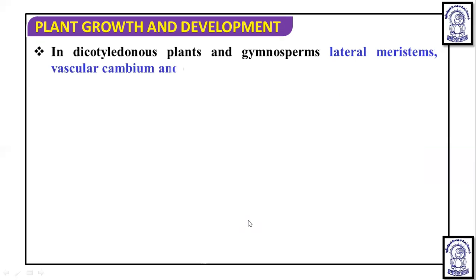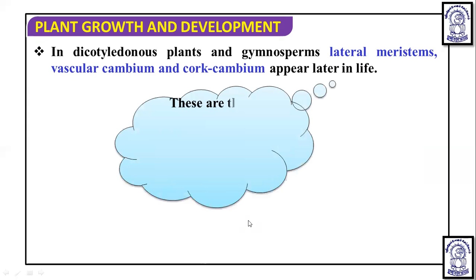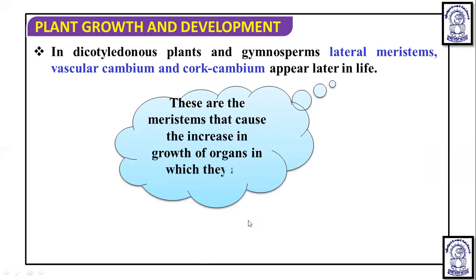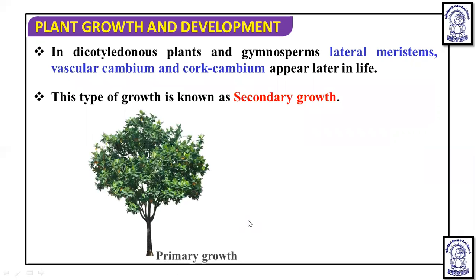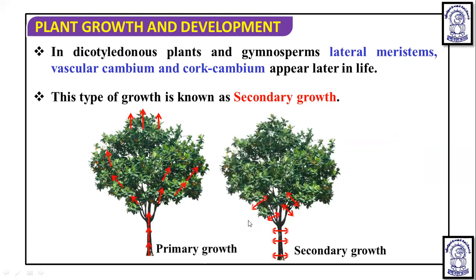Apart from this, in dicot plants and gymnosperms, lateral meristem, vascular cambium, and cork cambium appear later in life. And these are particularly the secondary meristem. These are the meristems that cause the increase in the growth of the organ in which they are active, and obviously they are helping in secondary growth. So this type of growth is known as secondary growth. So obviously apical meristems are helping in lengthwise growth. So there is the primary meristem, and these secondary meristems, like lateral meristem, vascular cambium, and cork cambium, help later in life in girthwise growth, that is, the secondary growth. So this is the primary growth, and this sidewise growth is considered as secondary growth.